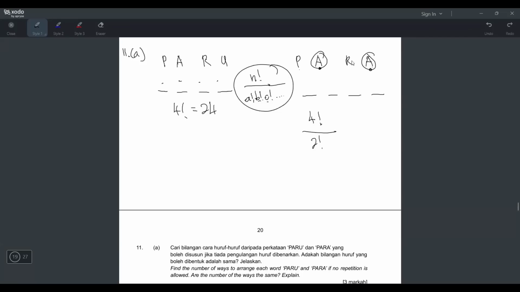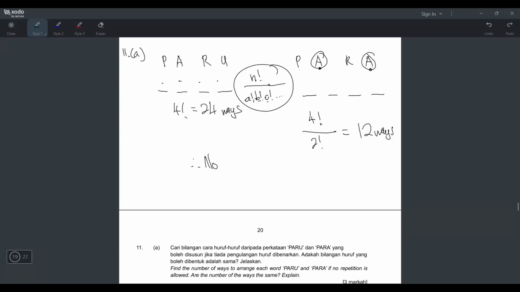But in this case, only the A is identical. It means there's only one set of identical objects, and the number of identical objects is 2. So this is how you do it. And if you press this, you will get 12, right? It means there are 24 ways to arrange the word PARU, but 12 ways to arrange the word PARA. So now I can answer the question. Are the numbers of ways the same? The answer is no. They're not the same, right?